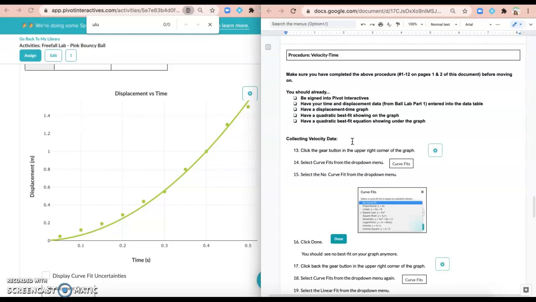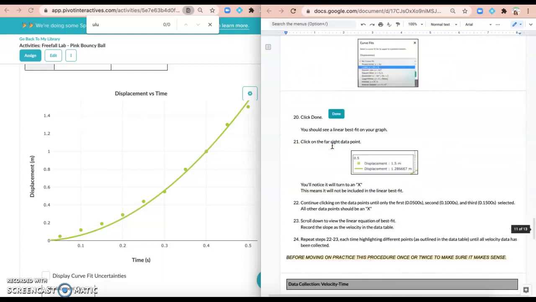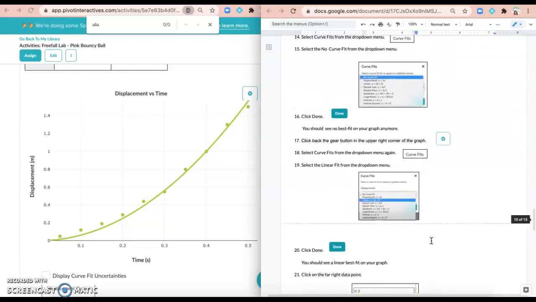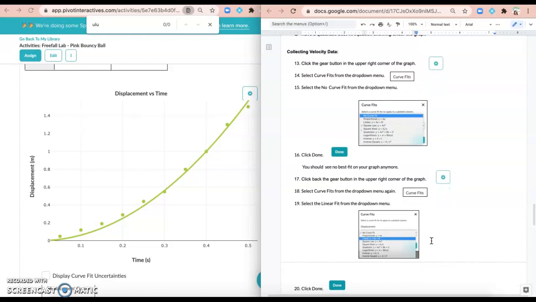Okay. So our goal right now is to collect velocity data. If you take a look at the graph or at the data table coming below, we have lots of velocity blanks to fill in. And remember, we're going to be looking at the slope of those tangent lines in order to collect that velocity data.